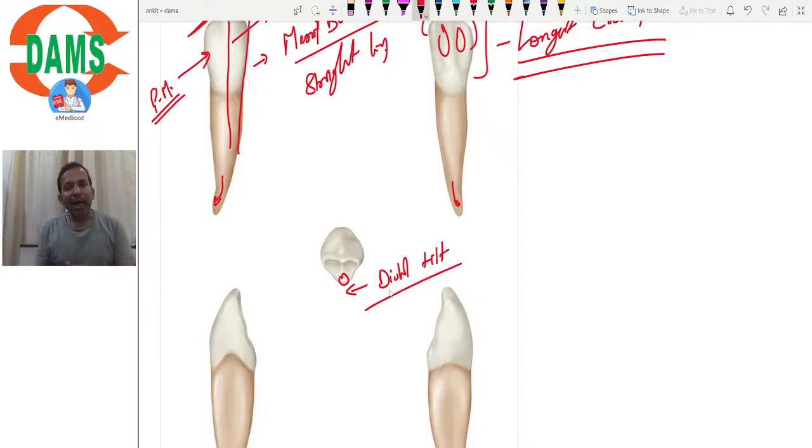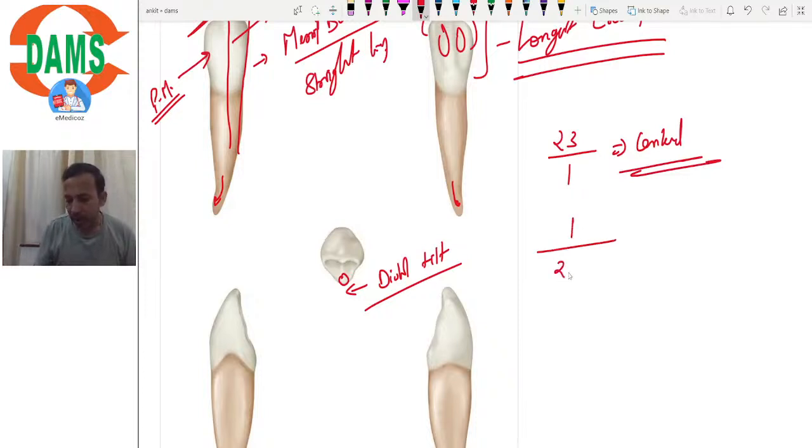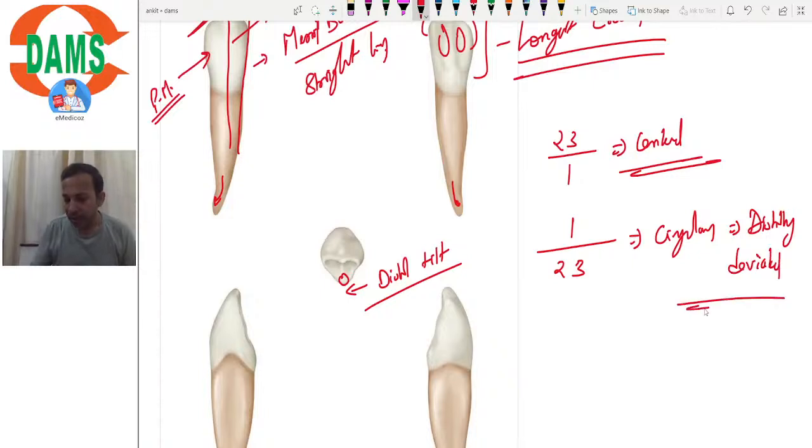So which teeth have a cingulum with distal tilt and which teeth have a cingulum that is centered mesiodistally? So lower one, upper two, upper three, these have a centered cingulum, whereas upper one, lower two, lower three, the cingulums are distally deviated, right? The cingulums are distally deviated.